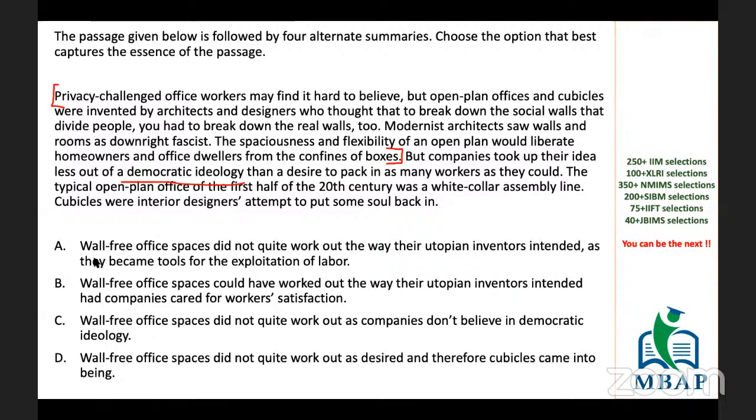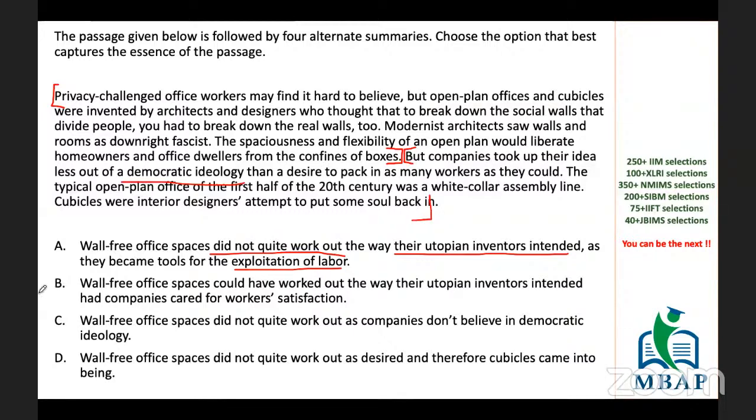Now, A says wall-free office spaces did not quite work out the way their utopian inventors intended, as they became a tool for the exploitation of labor. Okay, so correct, what they planned वैसा तो नहीं हुआ. It did not quite work out in that way, because they thought that they'll be able to provide those workers, those laborers, with a better place. That was the idea behind this. But what is happening now? They are exploiting laborers. So both the ideas from here are given.